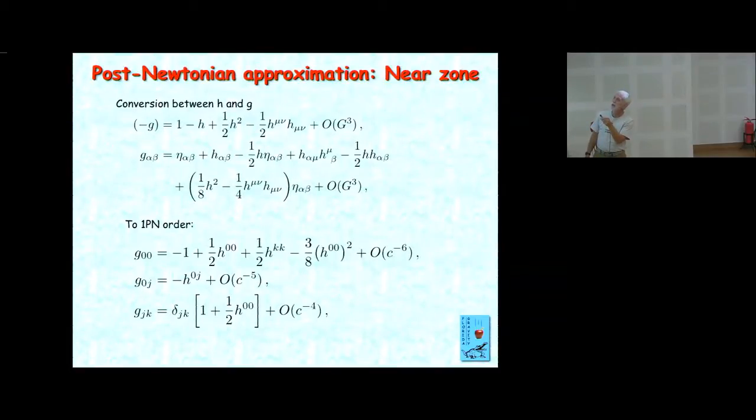So for example, we need H00. So we need H00. Here, indices can be raised and lowered using the Minkowski metric. That's just a rule in this whole game. So I've made these indices upstairs because that's what we calculate.